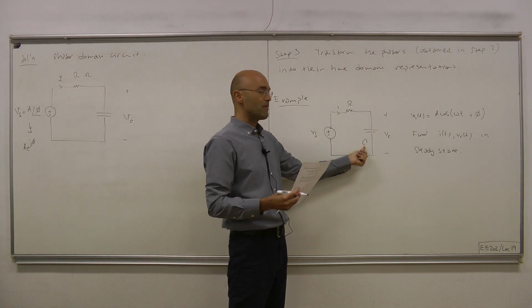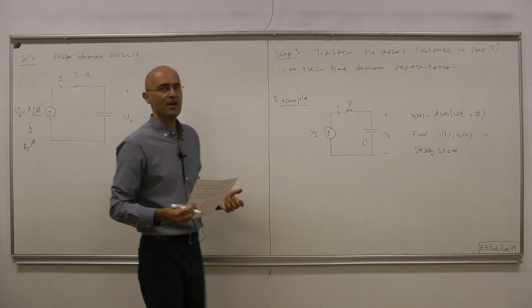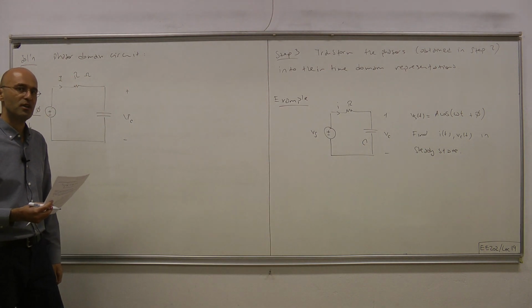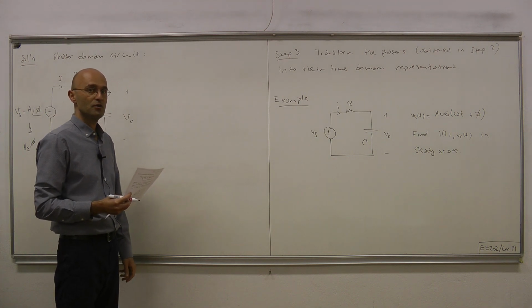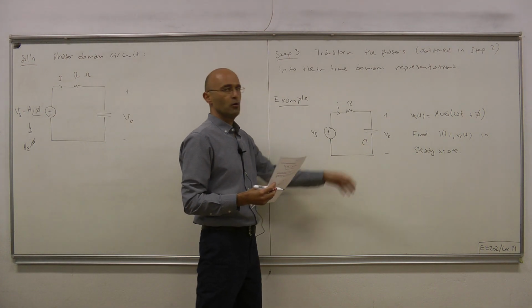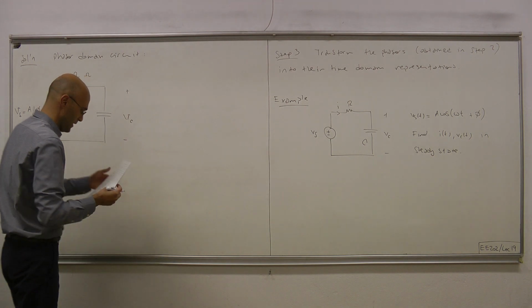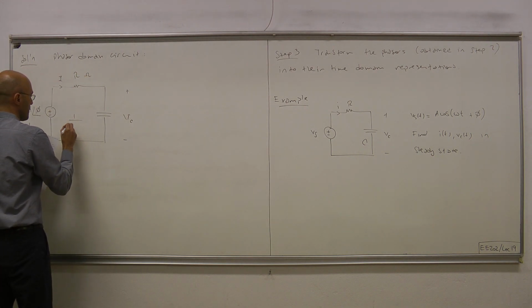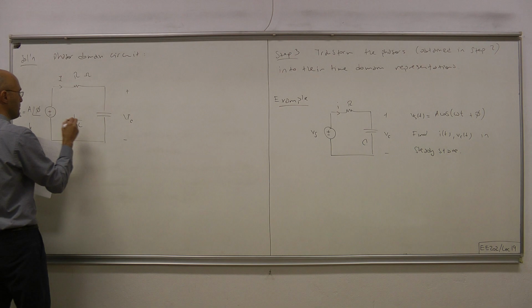Here we have capacitance in farads that we transform into the impedance of the capacitor in ohms. And the impedance of the capacitor is 1 over j omega C. Okay, so that was figured out in our previous lectures.